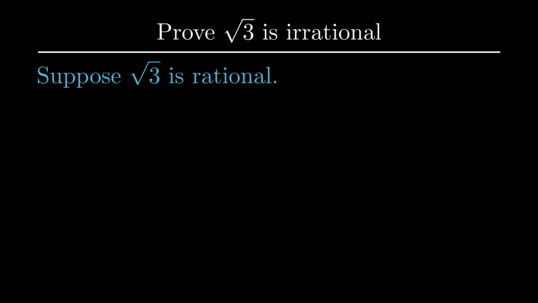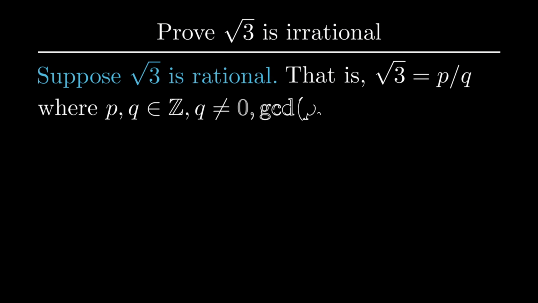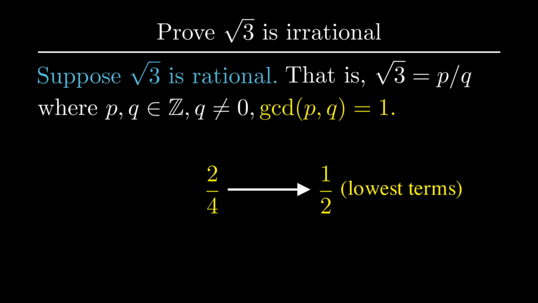Now we have a definition of rationals that we can actually work with. That is, root 3 equals p over q, where p and q are integers, q is non-zero so that we don't divide by 0, and p and q are both in lowest terms. The latter statement is pretty important since that is what we will try to contradict, and it simply means that p and q have no common factors.